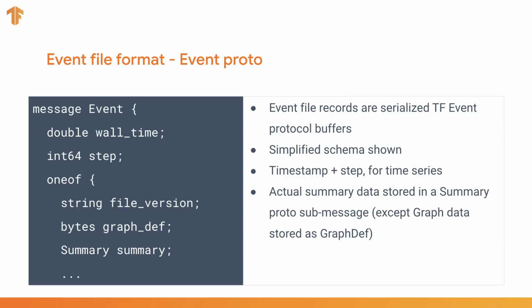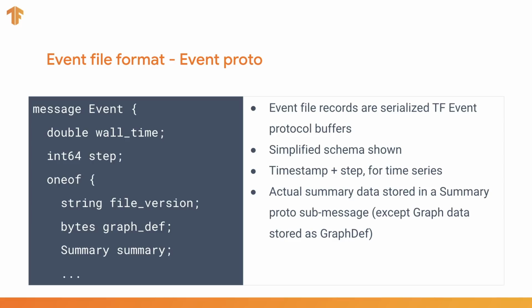Each individual record, so tf.Record is the framing structure for the event file, is a serialized event protocol buffer. A simplified schema for the protocol buffer is shown on the left. We have a wall time and a step, which are used to construct the time series. Then we have a few different ways to store data, but the primary one is a summary submessage. The main exception is that graph data gets stored in the graph.def separately.